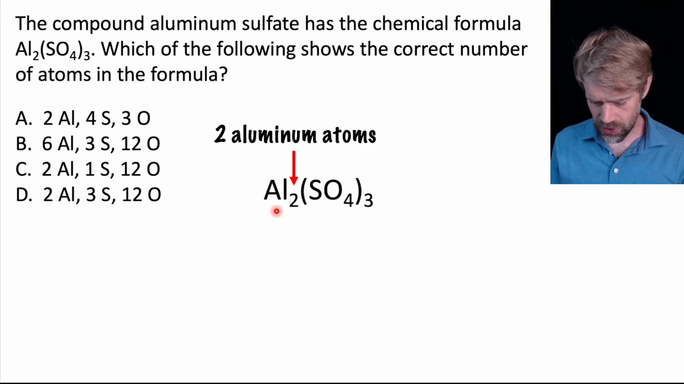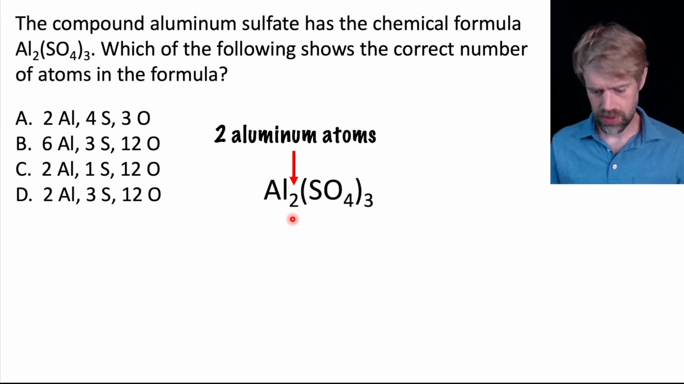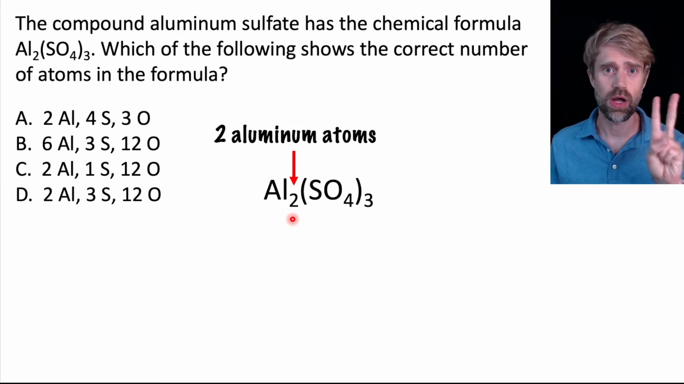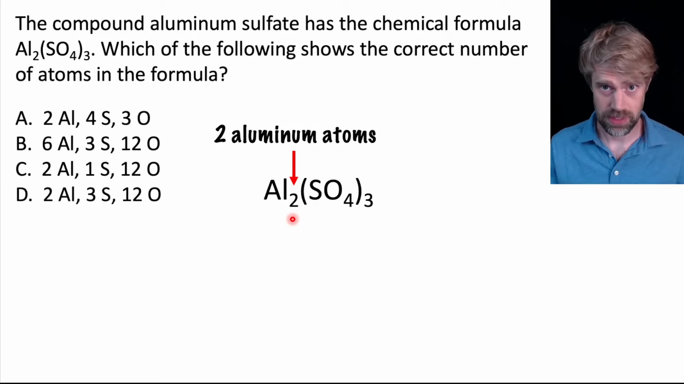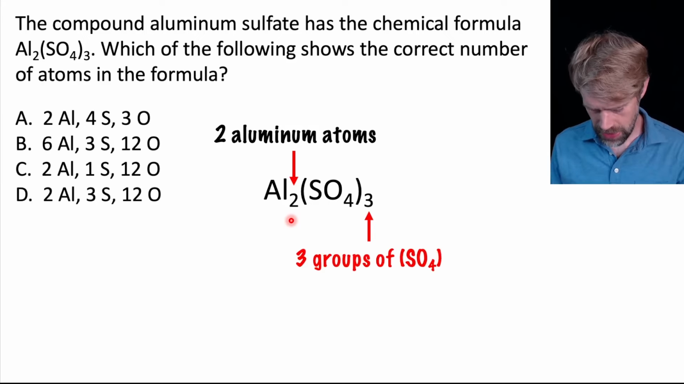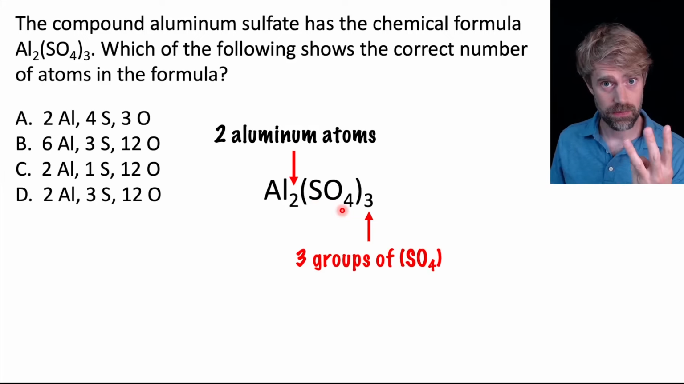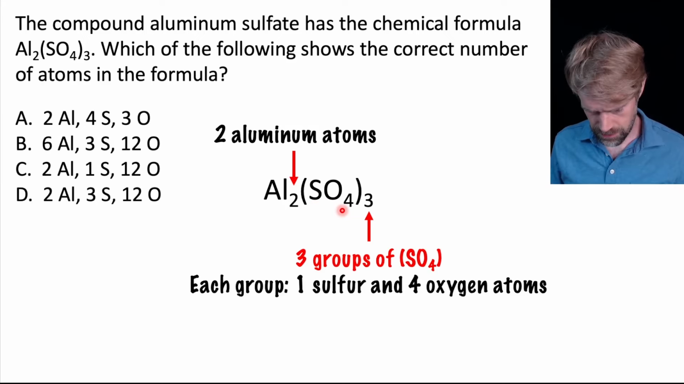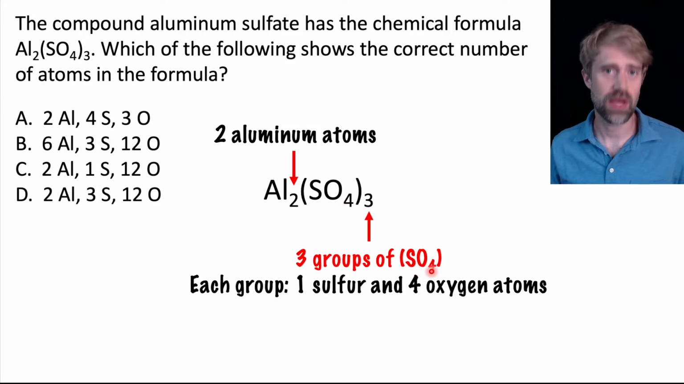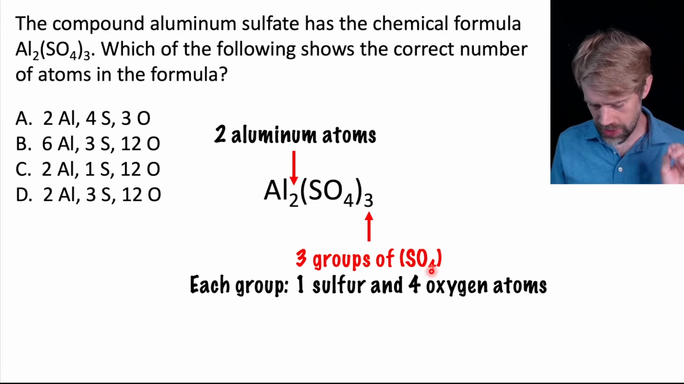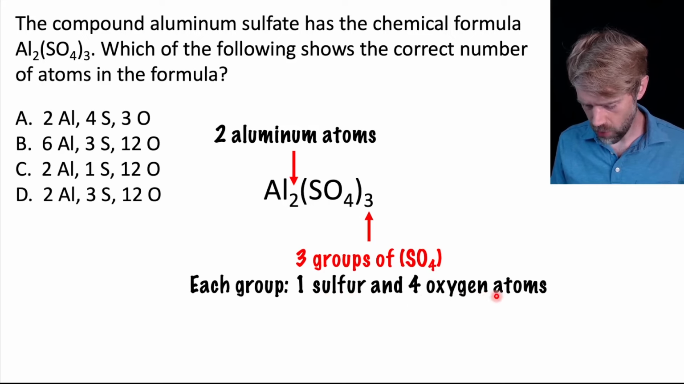We have Al2, and that number 2 tells us that there are going to be 2 aluminum atoms. Okay, that's important. Next, SO4 in parentheses with a 3 outside. That means that we have 3 groups of SO4. Each SO4 group has 1 sulfur and 4 oxygen atoms. 1 S, 4 O's. Okay?